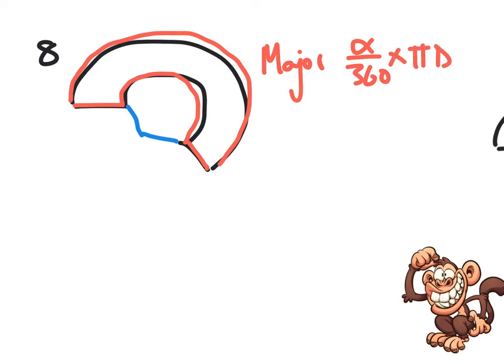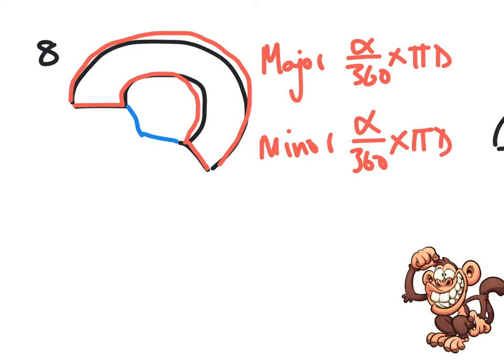And then we've got the minor arc, which is again alpha over 360 times pi d. So looking at the question, we can see that the diameter of the big circle is 19, tells us that, and the diameter of the small circle is 15. So we can plug these numbers, the 19 for the big arc in here for the D, and the 15 for the small arc in here for D.